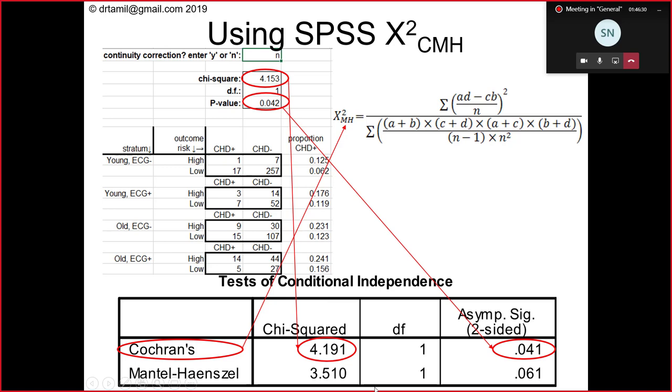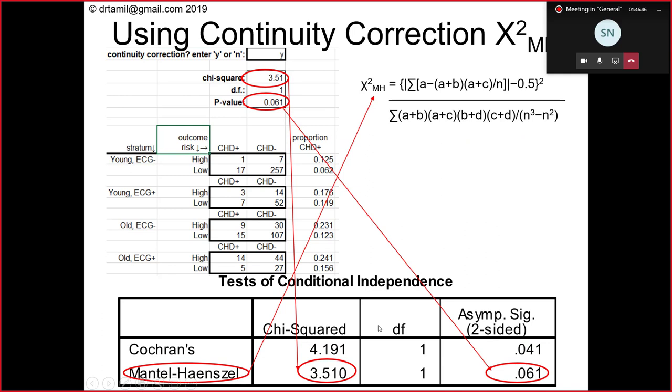What is the meaning of why we have this 4.19? Why this one 3.5? Because if you do continuity correction, you end up with the value of 3.510. So you can see here, I do the continuity correction, and they end up with a different Mantel-Haenszel formula. This is the formula. You see this one? Got continuity correction, minus 0.5. And you get a different value. So please take note, which one is the correct formula to use for Cochran-Mantel-Haenszel? You have to use Cochran. If you use Mantel-Haenszel, you end up with the continuity correction.